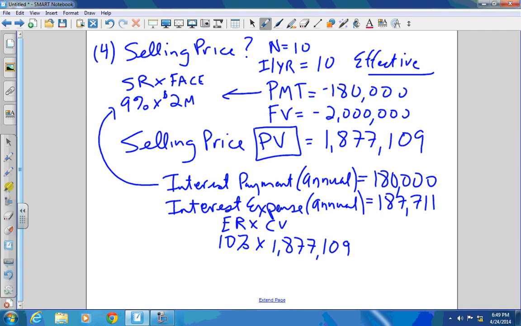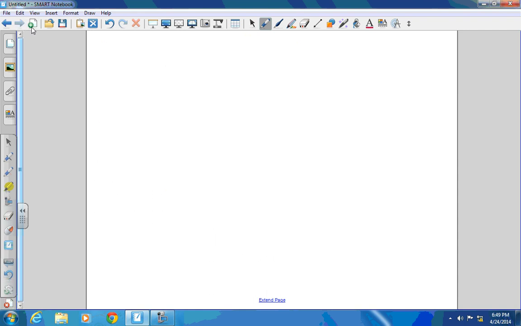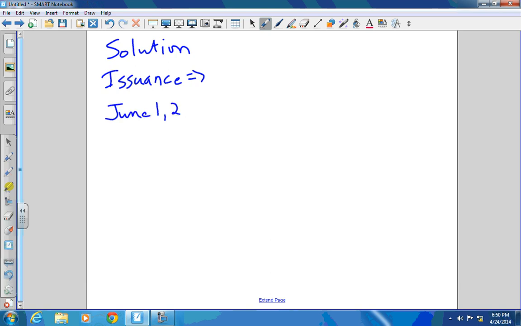In our solution, right, let me add a page. We can go back, and for the issuance, remember, what we want to do for the journal entry is what we have first is our date, and remember, the date of these bonds is June 1st, 2013. And what we're going to debit is cash, and that's the selling price of the bond, $1,877,109.